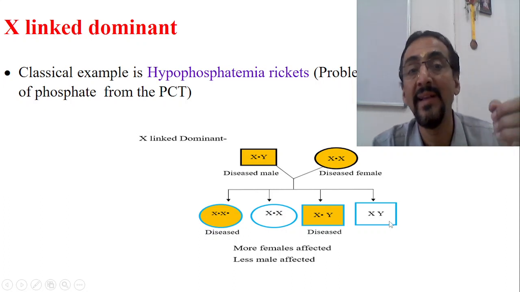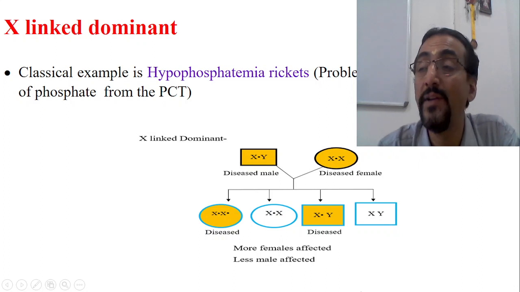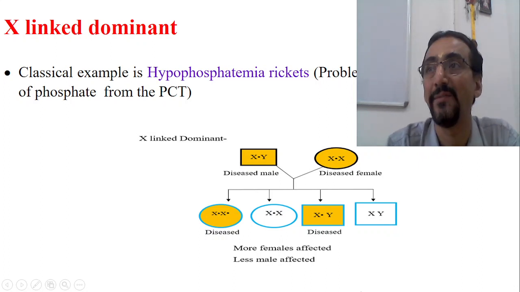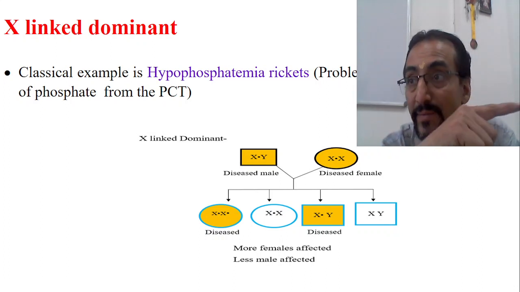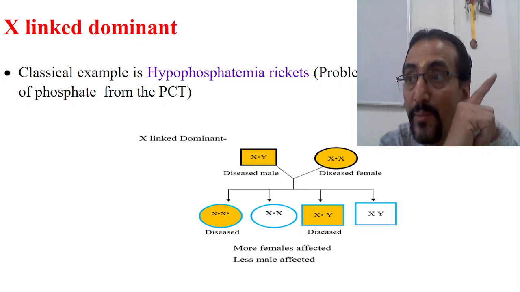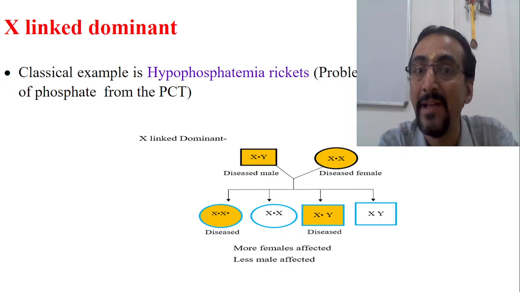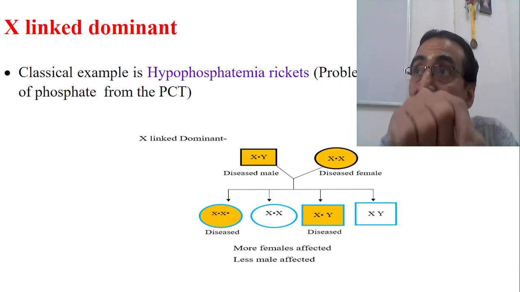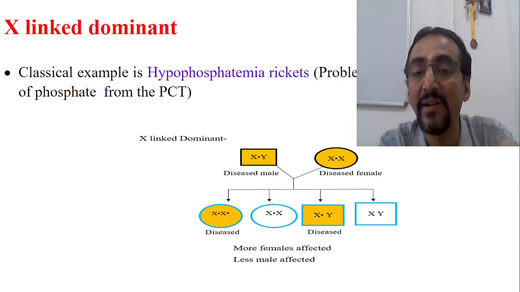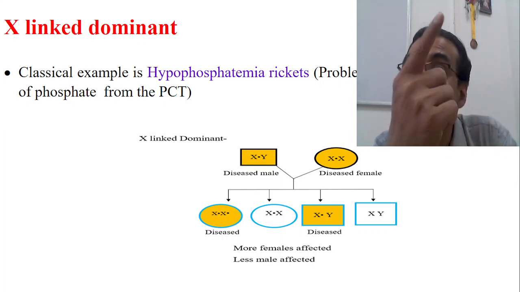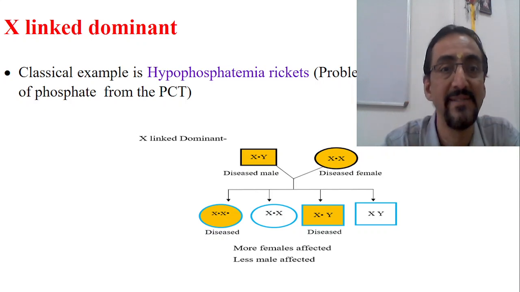So that's the reason in the case of hypophosphatemic rickets, more females are affected and fewer males are affected. In X-linked recessive, more males are affected, fewer females are affected. But in X-linked dominant, fewer males are affected or no males are affected and more females are affected. That's the difference.